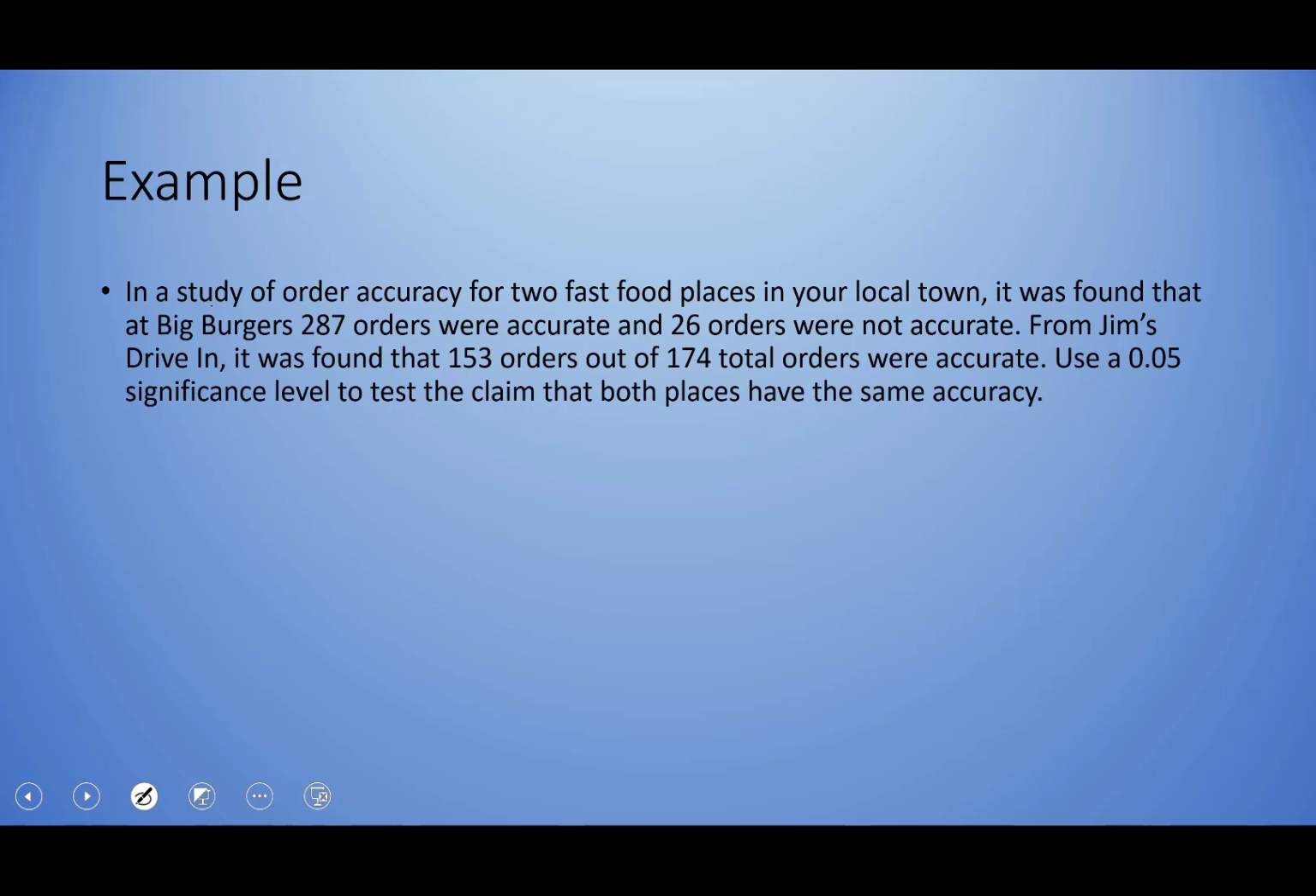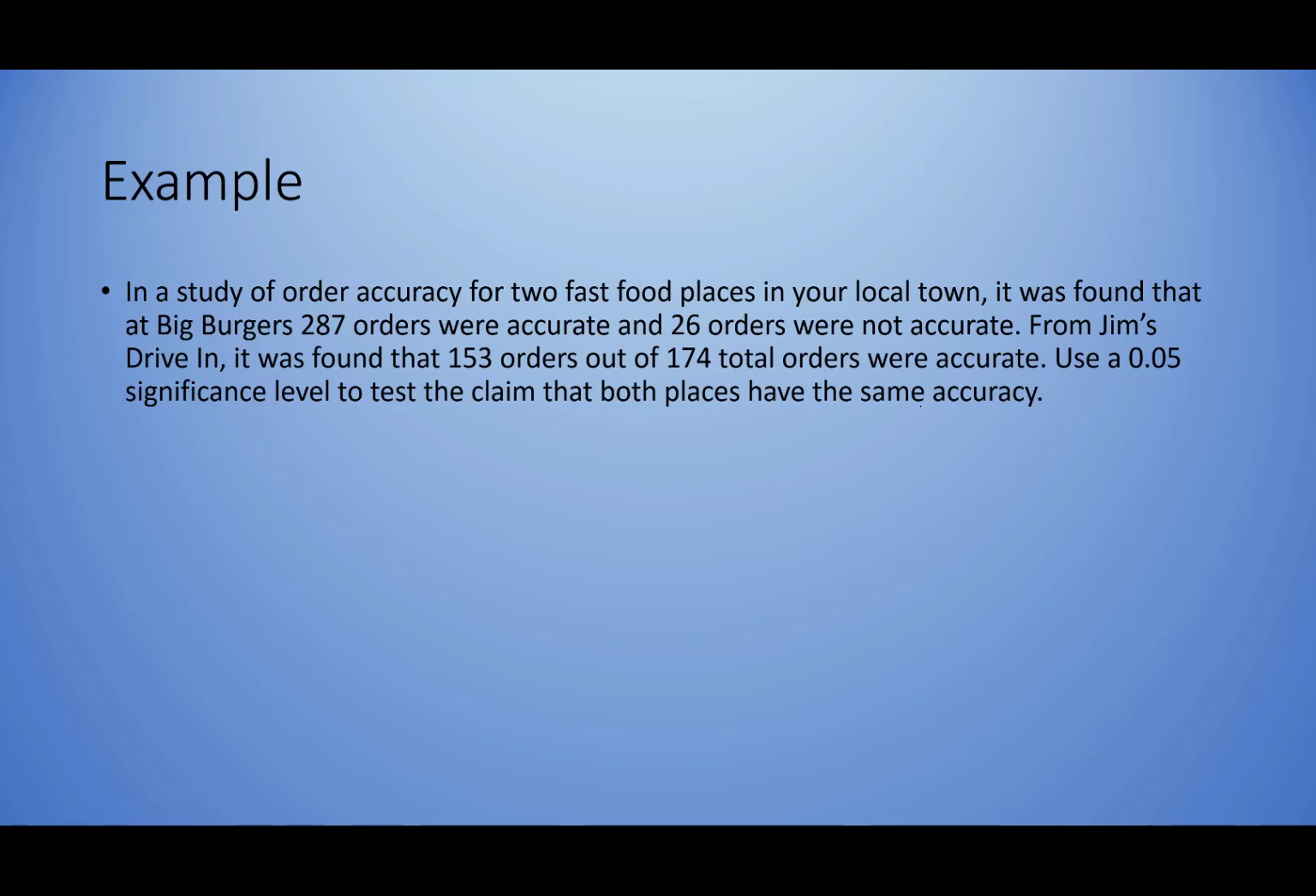Okay, so once we get a feel for what our problem's looking at, we're looking at order accuracy, and we want to test the claim that they have the same accuracy. We need to go ahead and check our requirements to make sure that it's appropriate to do this hypothesis test.